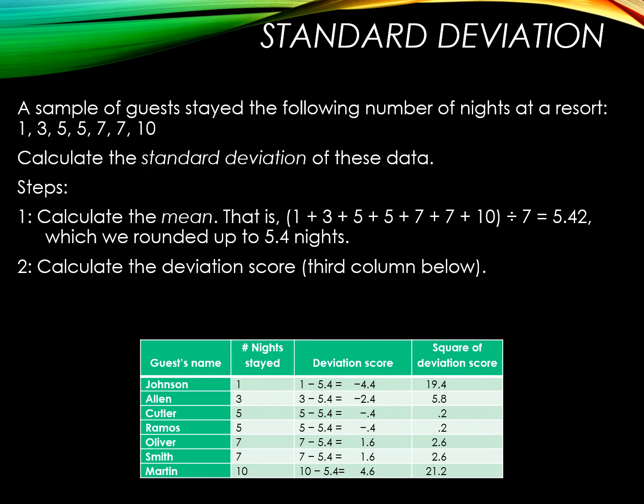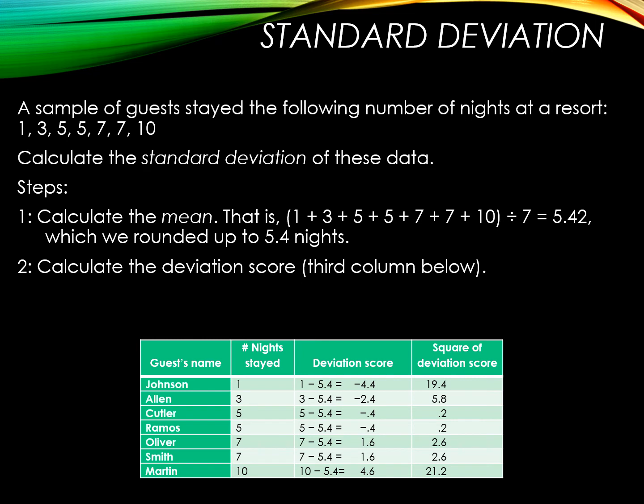So first we want to calculate the mean, if you remember that. We add up all the nights and divide by the number of people staying the night. So overall, we're going to add up all the number of nights and then divide by 7. And then we get an average of 5.4 nights stayed per individual.